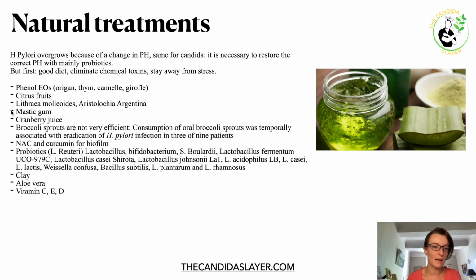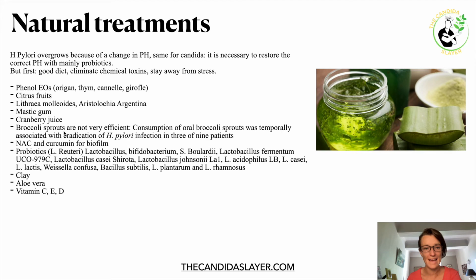Mastic gum can help. There are contradictory studies about that. Some studies show it works about half of the time. Some studies show that it doesn't really work. Some studies show that it works in vitro, not so much in vivo. But I have seen several testimonies of people saying that it really helped them. And in my opinion, there's no harm in trying that. So yeah, I think mastic gum can be a good option.